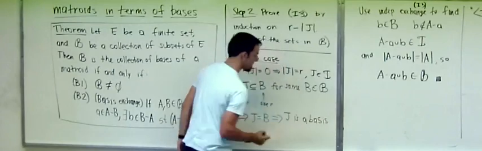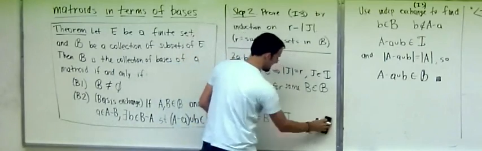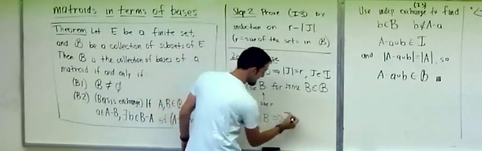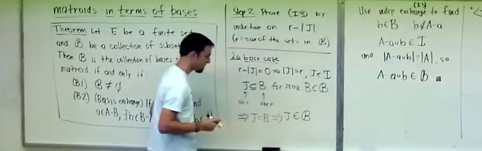Wait, we can't call it that yet. J is in B. Keep talking to me when I do this. J is in B.